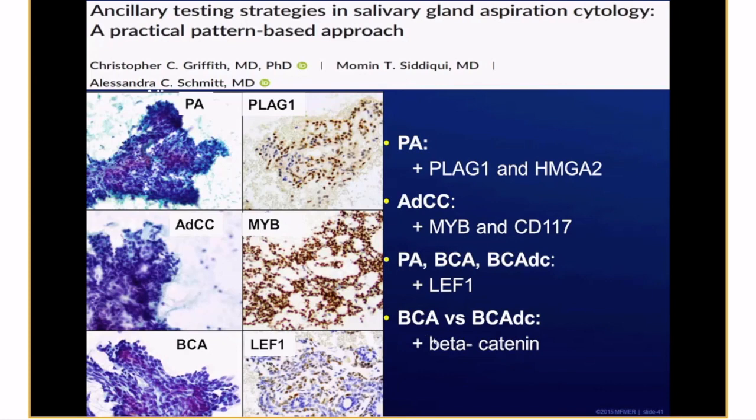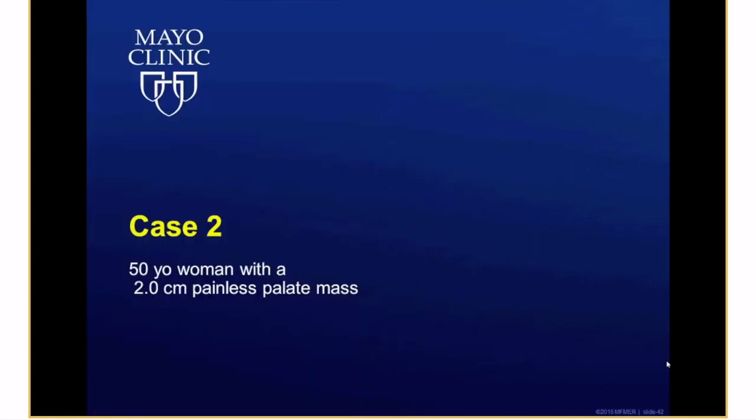Basal cell adenoma and basal cell adenocarcinoma tend to be nuclear positive for beta-catenin, but the stain is not going to be able to tell the difference between a benign and a malignant lesion. So we'll move on to case number 2. This is a 50-year-old woman, and she had a 2 cm painless palate mass.